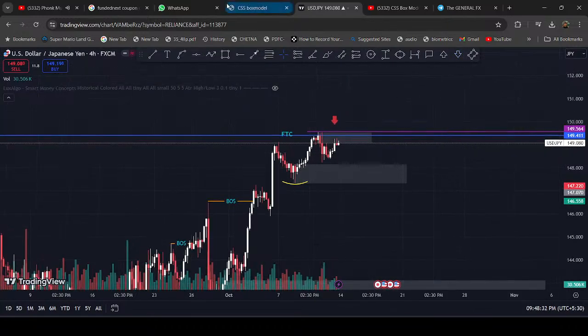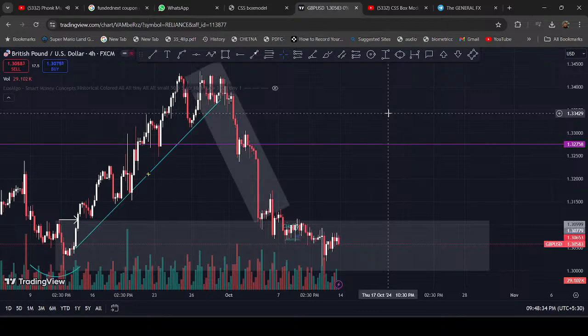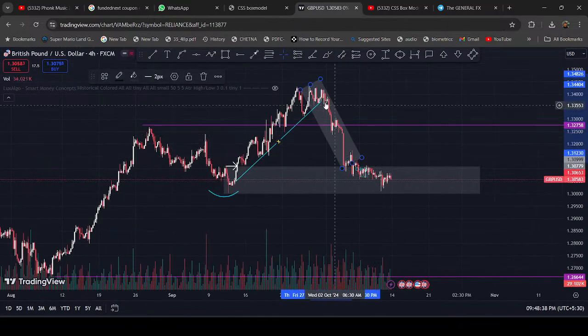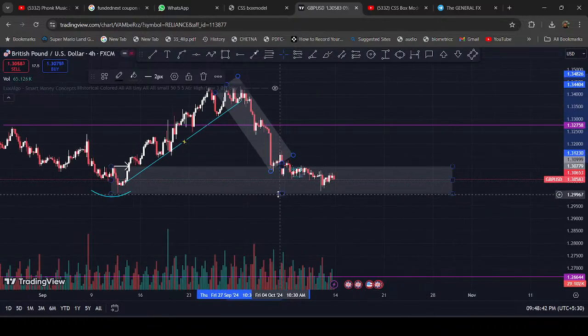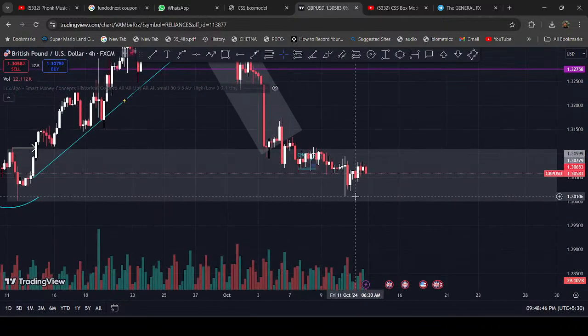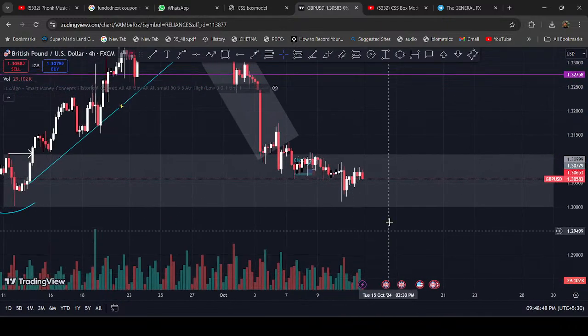So there are sellers active right here. Next is pound. Nice pullback and then a ranged market as usual. It swept the liquidity, it didn't steal the liquidity. All the buy positions are executed here.